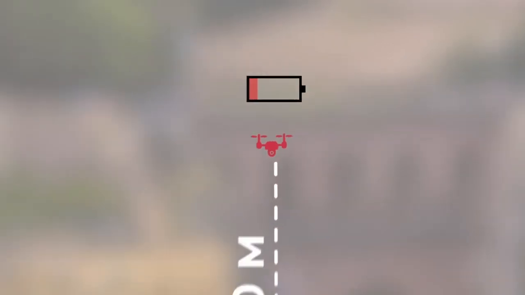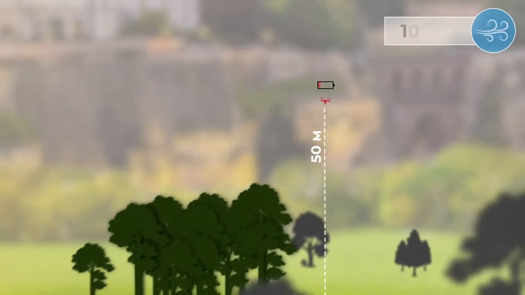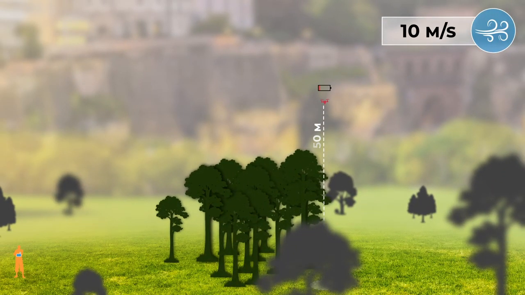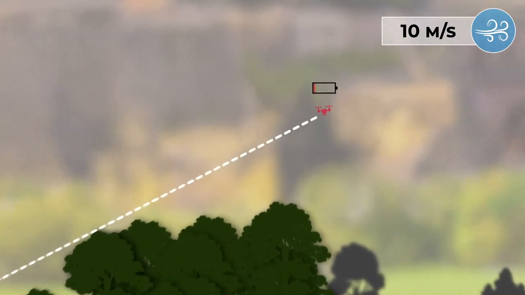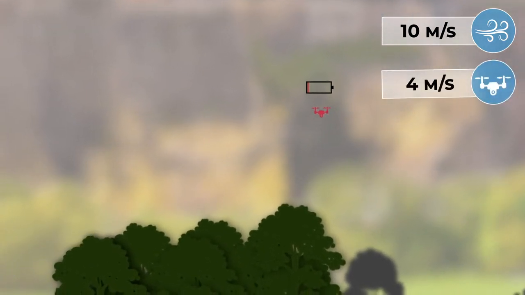He immediately descends the drone to 50 meters above the ground, where the wind is about 10 meters per second. He can't descend any lower yet because he would lose sight of the drone. He starts to fly the drone home, but it can only manage 4 meters per second.